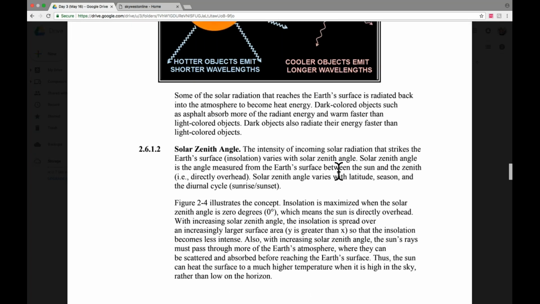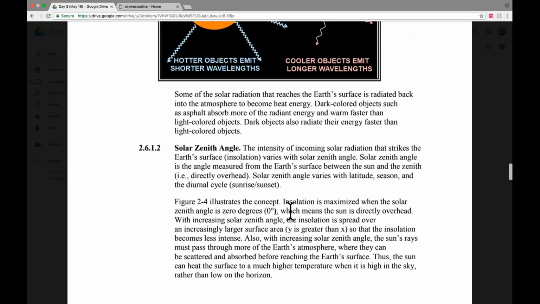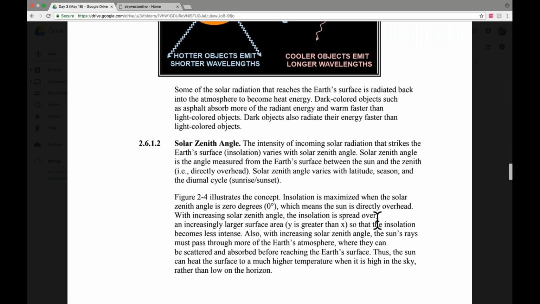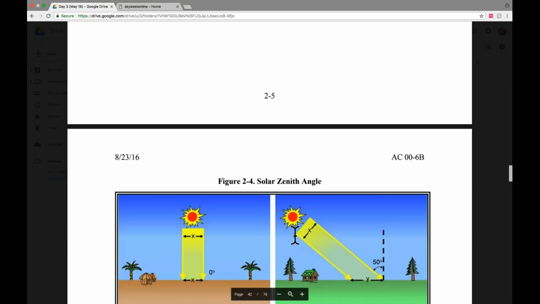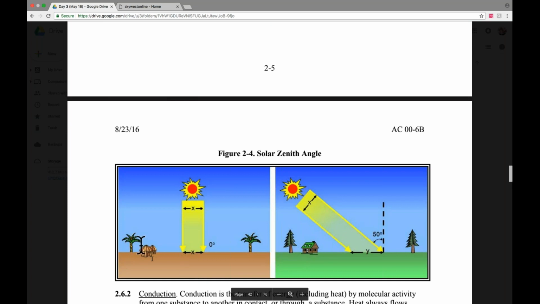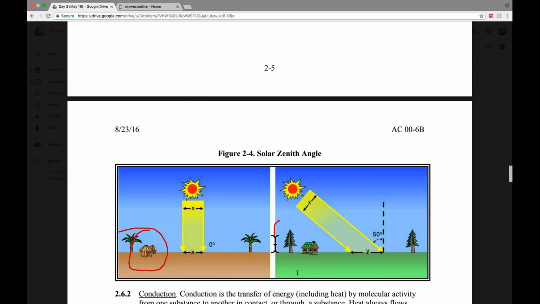So the solar zenith angle. Insolation is maximized when the solar zenith angle is at 0 degrees, which means the sun is directly overhead. With increasing solar zenith angle, the insolation is spread over an increasingly larger surface. So the insolation becomes less intensive. This is why we see such a temperature difference between Bermuda and Alaska. It's because of that zenith angle.